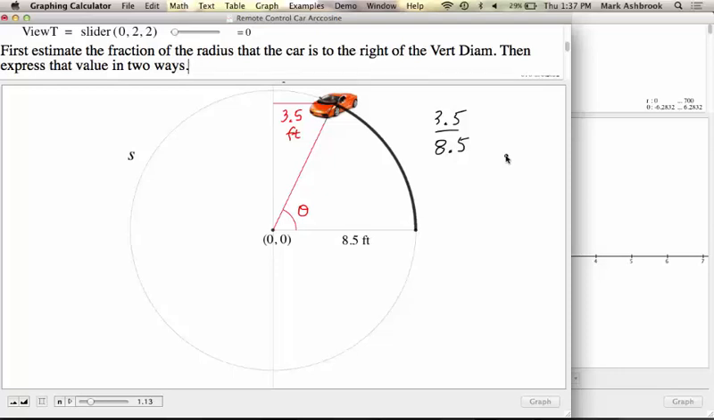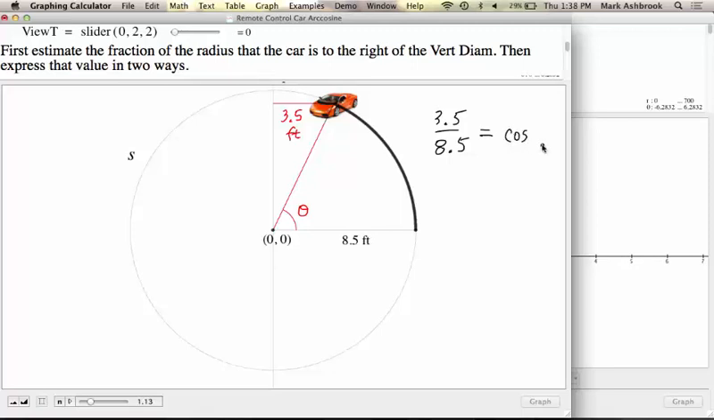Okay, we need another way now. Can you give me another way to express exactly how far to the right that car is in fraction of the radius? Well, I'm only sure about the 3.5 over the 8.5. Okay, but I can think of another way. Do we have something else that will express that same value? Freddie? Radians. Radians is openness of an angle. Carla? Cosine of the angle measure? Okay. Which I'm showing as?